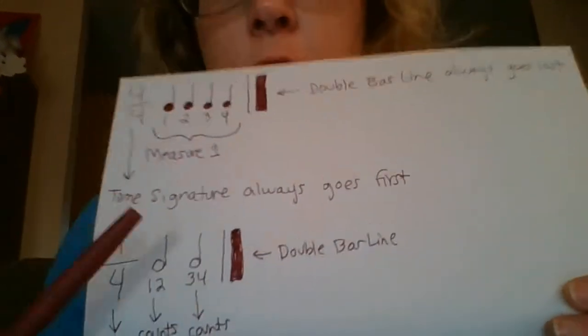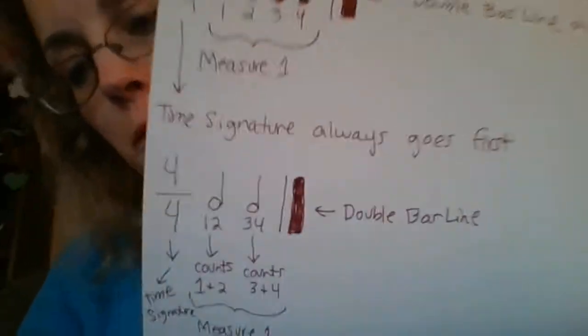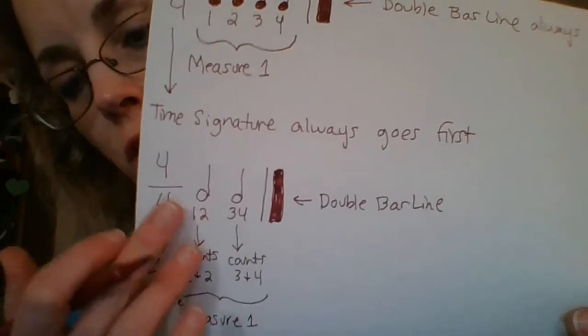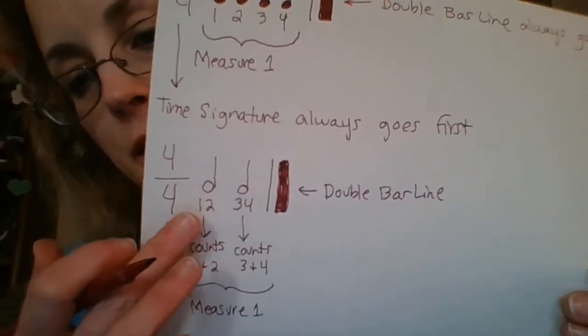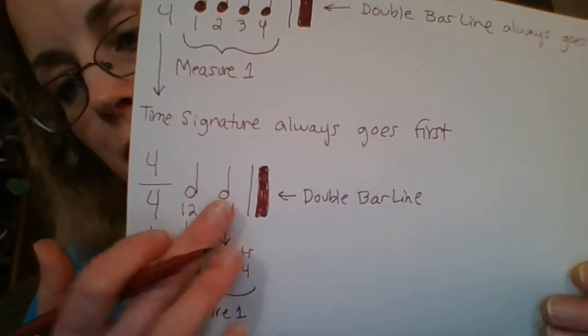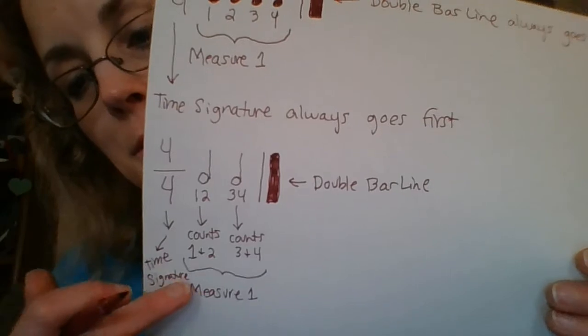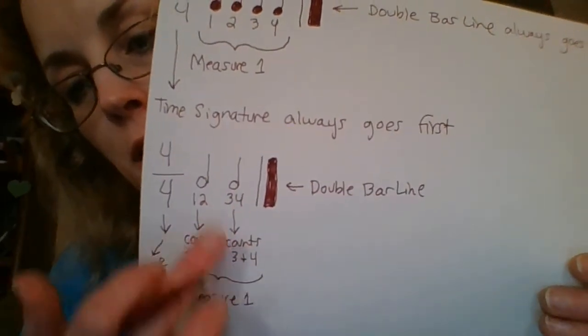So here I wrote one measure with 2 half notes. When you write a measure with 2 half notes, you can only have 2 half notes in a measure if you're using both half notes. So this equals counts 1 and 2, not 12, and this equals counts 3 and 4. So the first thing we need is the time signature. The last thing we need is the double bar line, and this is measure 1.